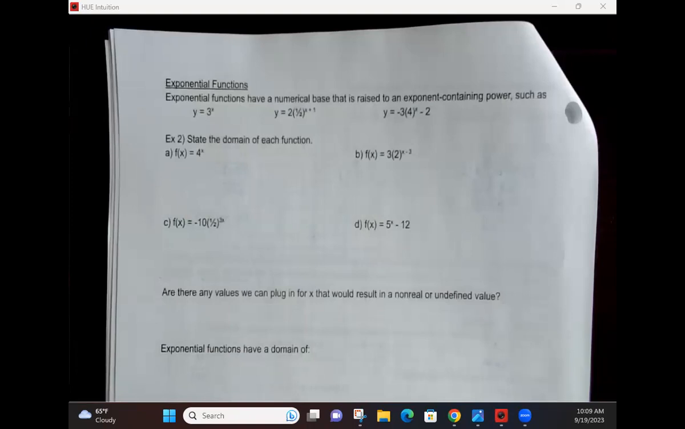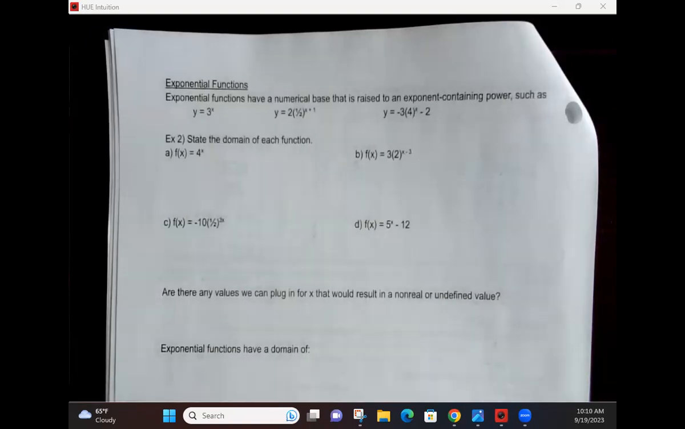So if I look at A to start, 4 to the x, can I plug in 0 for x? Sure. What's anything to the 0 power? 1, right? That's fine. Could I plug in a positive number for x? Absolutely, we sure could. Could I plug in a negative number for x? Yeah, right? Negative exponents give me the reciprocal. So if I plugged in a negative value, that's fine. I would be looking at 1 over 4 to some power, and that's okay.